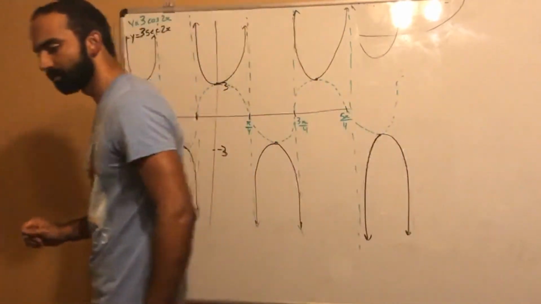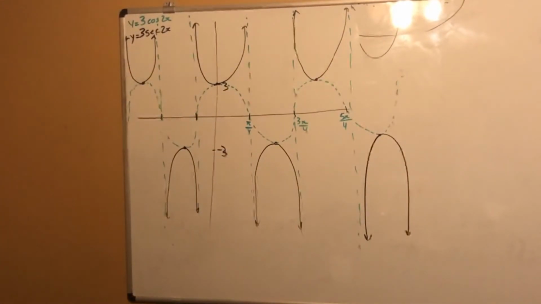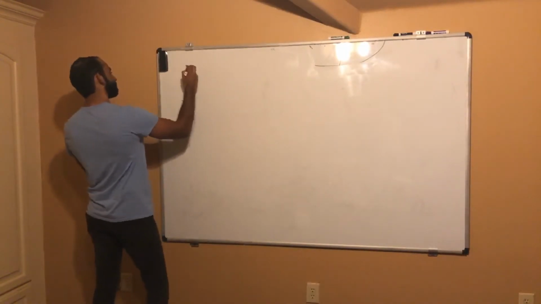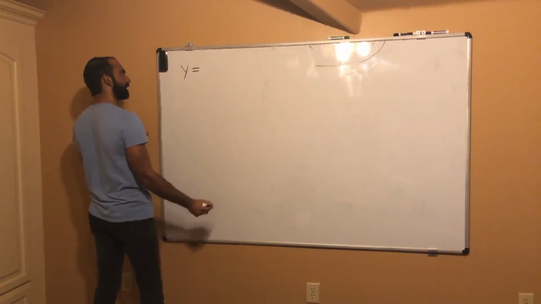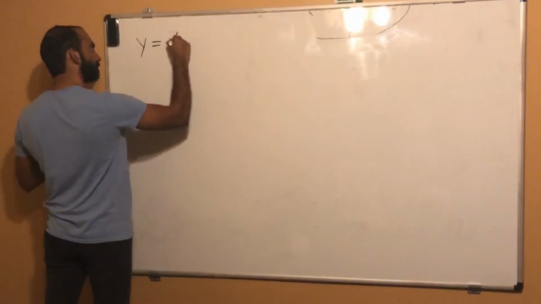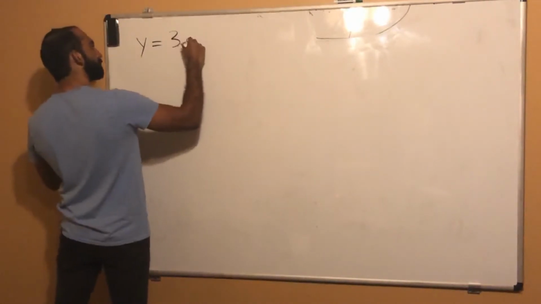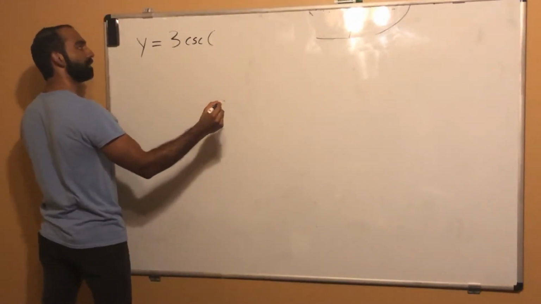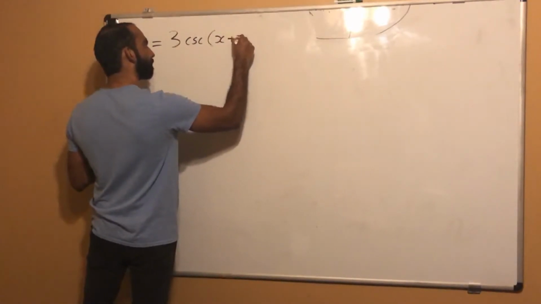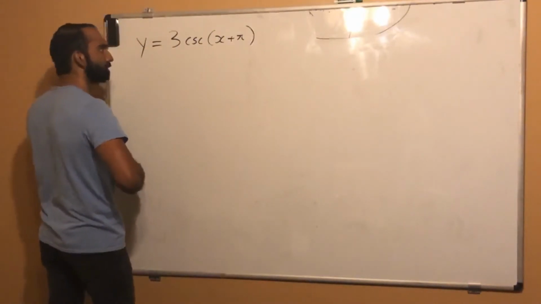All right, last problem. I want you guys to try this. Have a go at problem B. This is M1B: y equals 3 cosecant of x plus pi. All right, so final challenge. Y equals 3 times the secant or cosecant? Cosecant of what? X plus pi. So just right off the bat, we can expect some shifting of what kind?